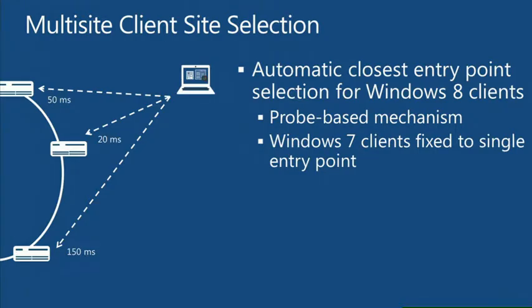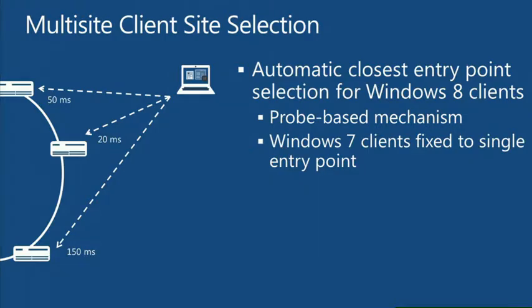This particular feature for automatic site selection is limited to Windows 8 clients. Windows 7 clients will always home to a single entry point. An example would be users in, let's say, the Europe region. Let's say we had an enterprise with an entry point in North America and an entry point in Europe. The Windows 7 Europe users would always connect to the European entry point, and the Windows 7 North America users would always connect through the North America entry point.